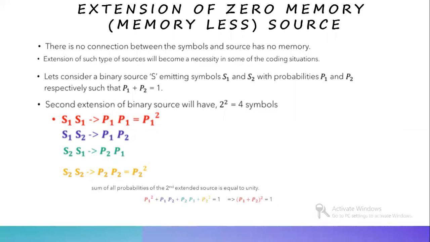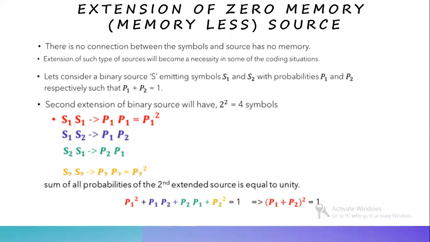The sum of all the probabilities of the second extended source is equal to unity. That is, P1 square plus P1 P2 plus P2 P1 plus P2 square equals 1. We can write this also as (P1 plus P2) whole square equals 1. This is how you find the probability values for the second extended source.